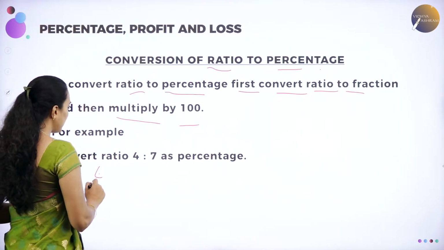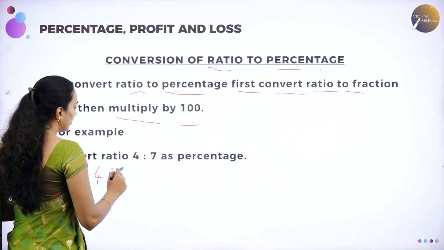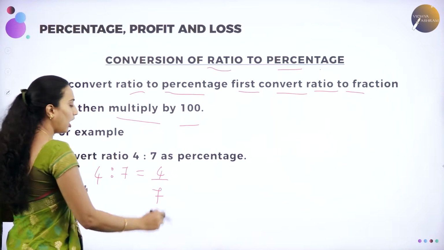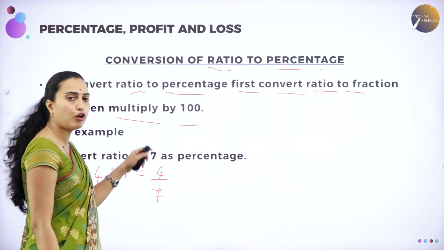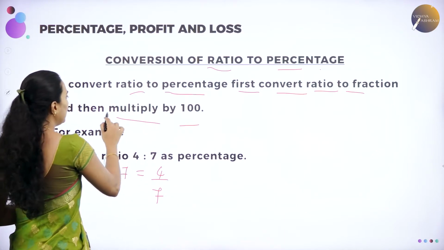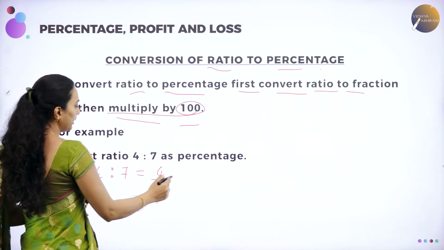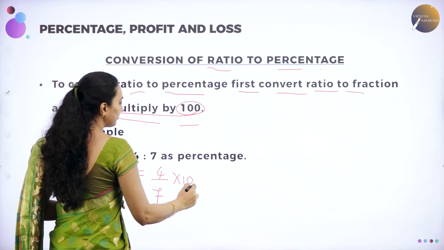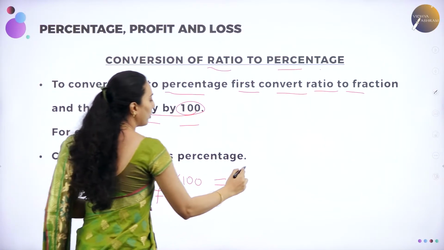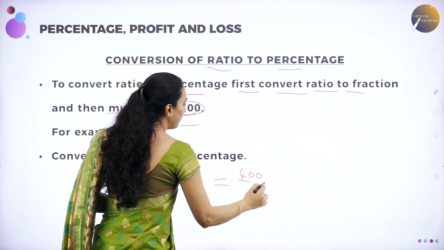4:7 can be written as how? 4:7 can be written as 4 by 7. Now this 4 by 7 is in the form of a fraction. Now what are we going to do? Multiply by 100. So multiply this by 100. Now we have 4 into 100 is 400 divided by 7.